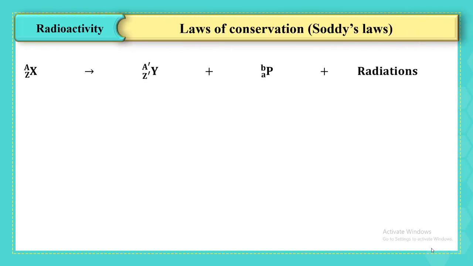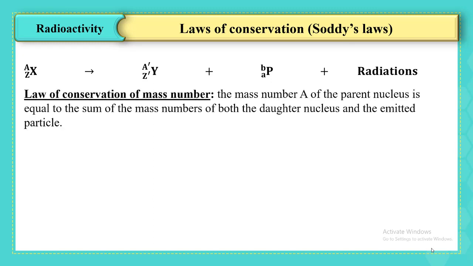Now we discuss Soddy's law, or the law of conservation of mass and charge number. Here we have the general nuclear reaction of radioactivity. The equilibrium in this type of reaction should be done at the level of the number of neutrons and protons, thus at the level of the charge number and the mass number. This equilibrium is formulated by Soddy's law, or the law of conservation of mass number and charge number.